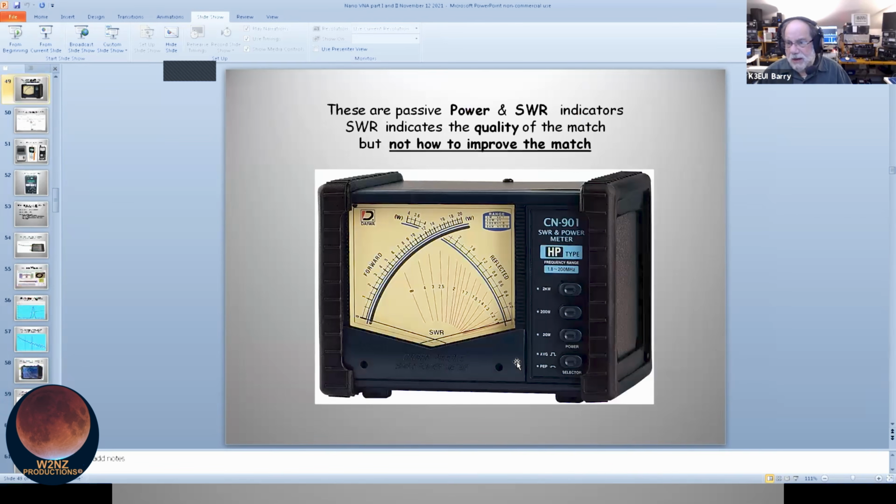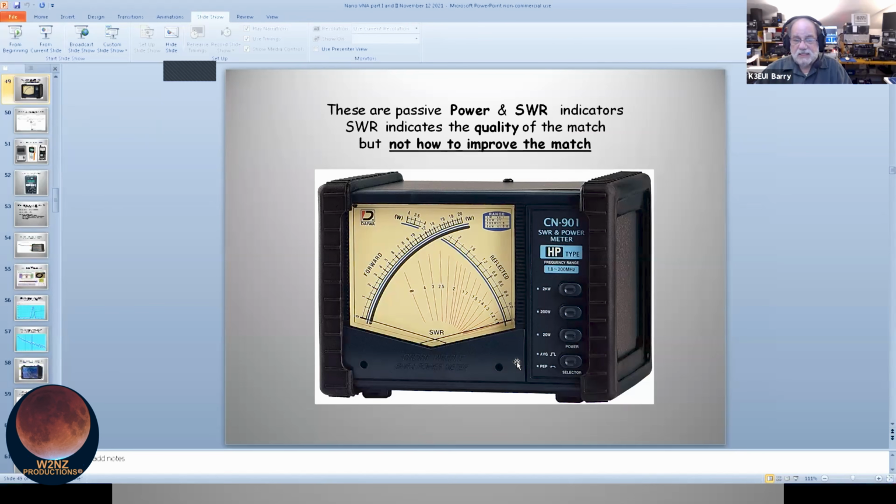This question came up. A lot of folks have SWR meters and think, well, why do I need a Nano VNA? I have one of these gadgets. And actually, this might cost as much as the Nano VNA or even more. Okay, so it gives you the forward power, it gives you the reverse power, and where the two needles cross gives you the SWR. So it does tell you a lot of information.